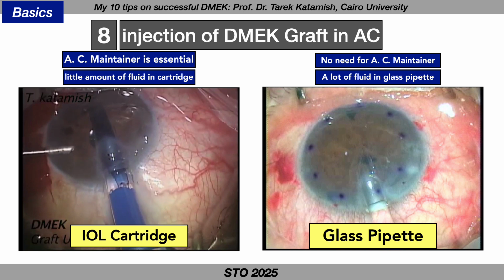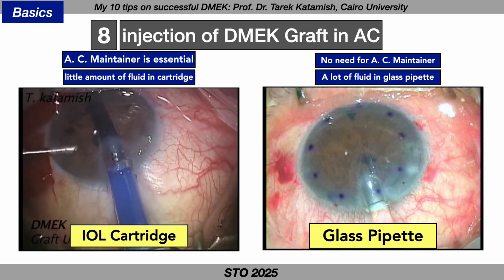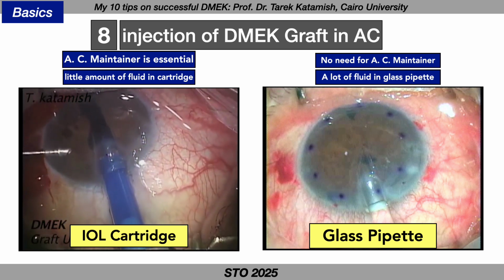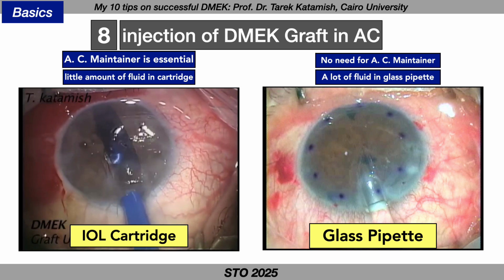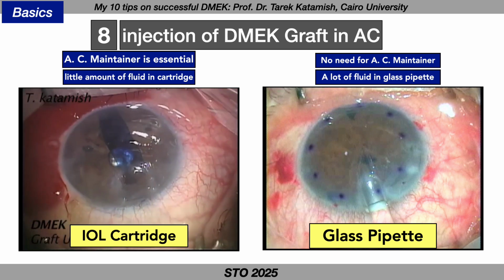If you are using the intraocular lens cartridge, the anterior chamber maintainer is essential because there is a little amount of fluid in the cartridge, and you have to remove the anterior chamber maintainer before you are getting out with your intraocular lens cartridge. Otherwise, the DMEK graft would be expelled after you go out.